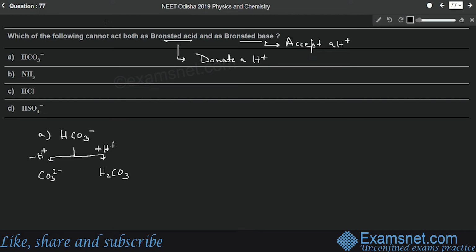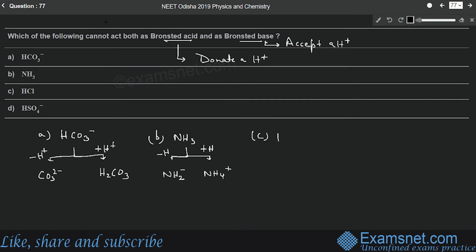Now we talk about the second one. This is ammonia, NH3. Now this can also accept or donate a proton. Suppose it is donating a proton, then one hydrogen will be removed. So what will be left here? NH2 minus. Now if it accepts a proton, it will form NH4 plus. So we can see that ammonia is also acting as a Bronsted acid and Bronsted base.